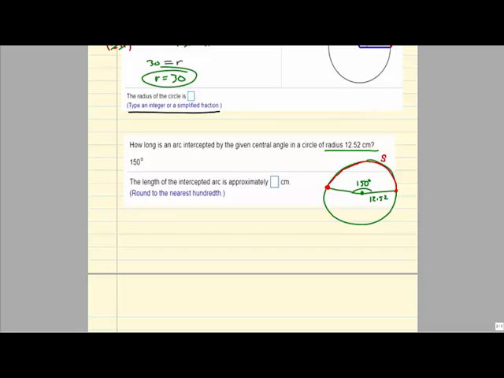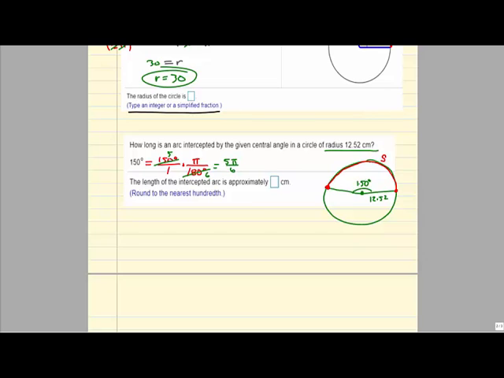So this is S. But this has to be converted to radians. So remember, 150 degrees, I'm going to write that as a fraction over 1. When I convert this to radians, I want the degrees to cancel, so 180 degrees will be on the denominator, pi will be in the numerator. Now if I look at these, 30 goes into 150 and 180. 30 goes into here 5 times, the degrees will cancel. 30 goes in 6 times here, and I'm left with 5 pi over 6.